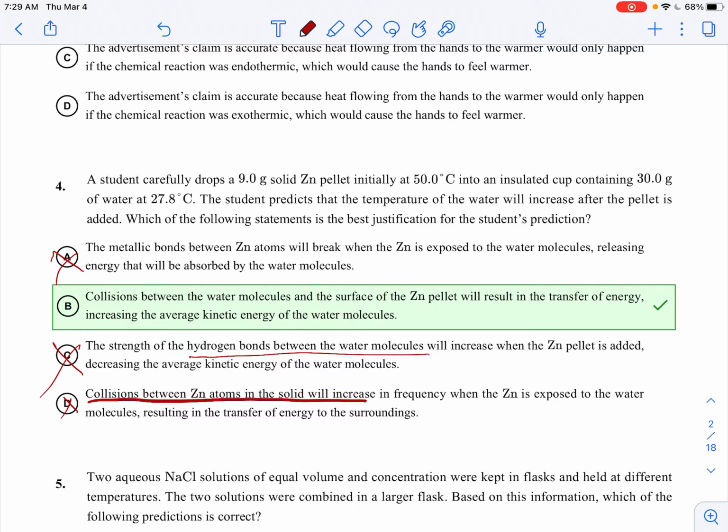So B says collisions between water molecules and the surface of the zinc pellet will result in transfer of energy, increasing the average kinetic energy of the water molecules. And that is true. So what's happening is heat's being transferred from zinc to water, and therefore that's increasing the average kinetic energy of that water.